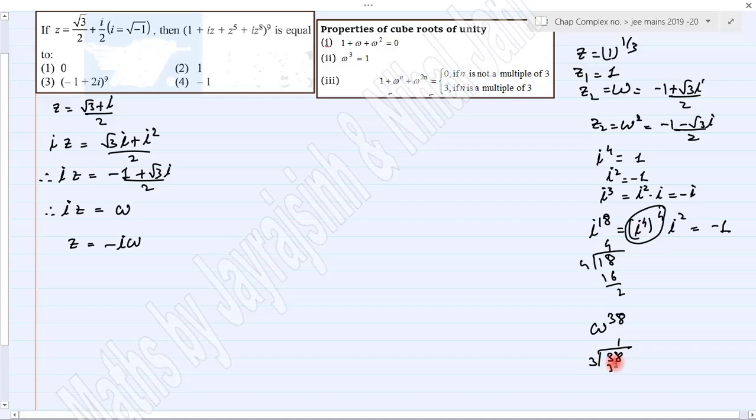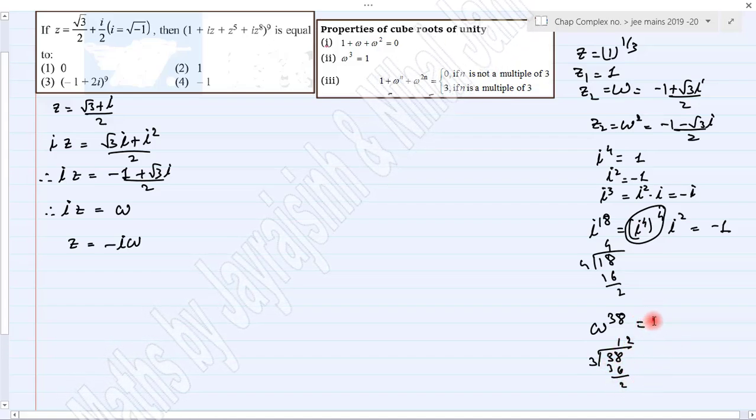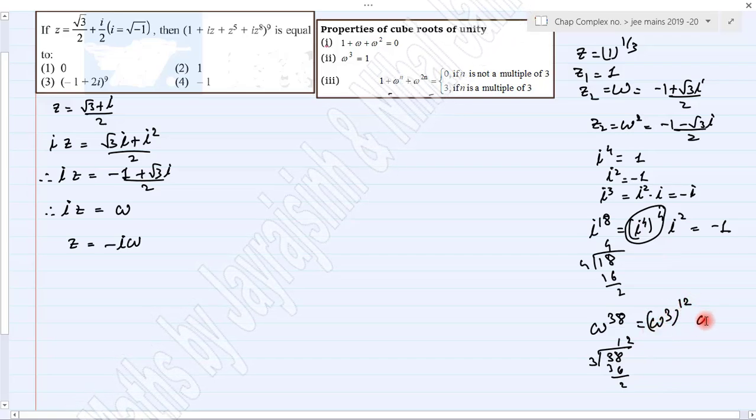3 1s are 3, 3 2s are 6, remaining power is 2. So this will be omega cube raised to 12 and omega square.